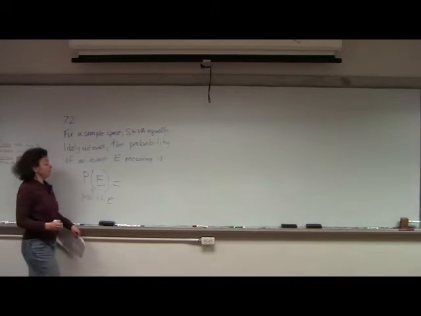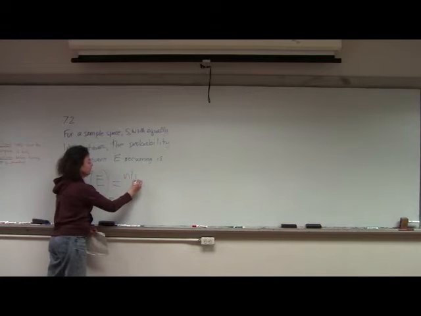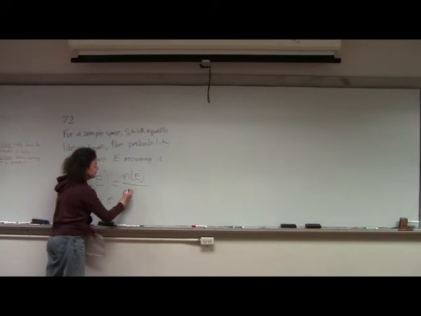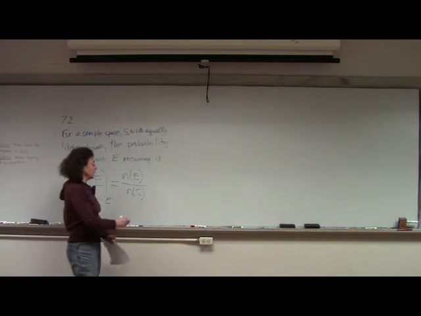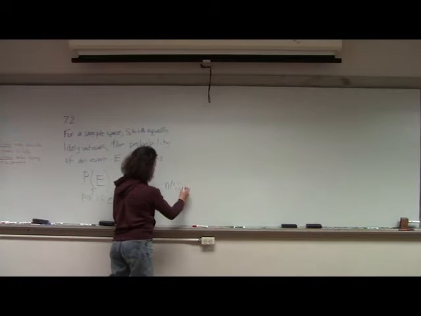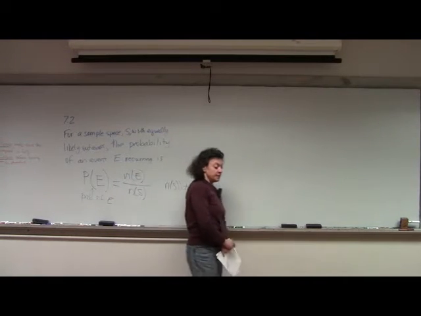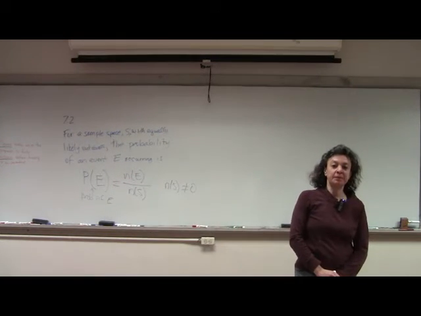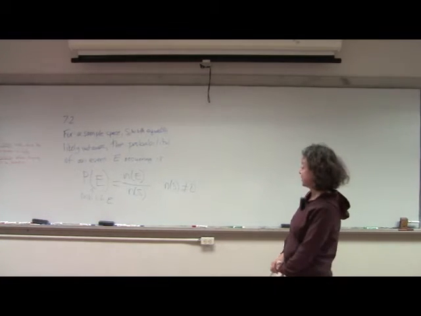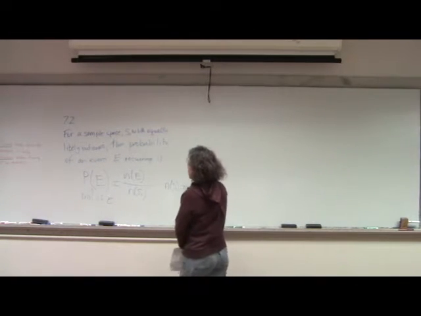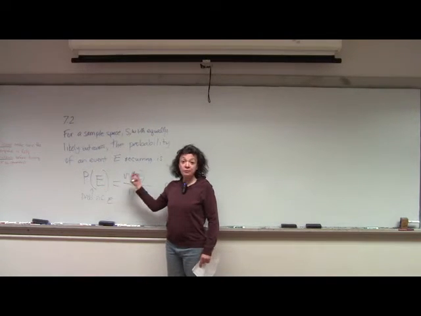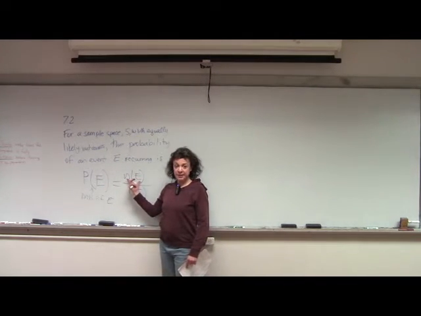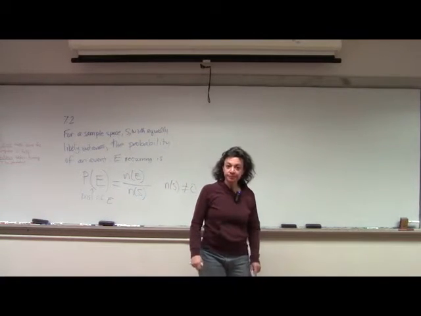By definition, it's equal to the number of elements in the event divided by the number of elements in the sample space. Okay? Clearly, we cannot have an empty sample space because it's illegal to divide by 0. So, when you want to talk about the probability of an event, what you do is you count the number of elements in the event divided by the number of elements in the sample space.